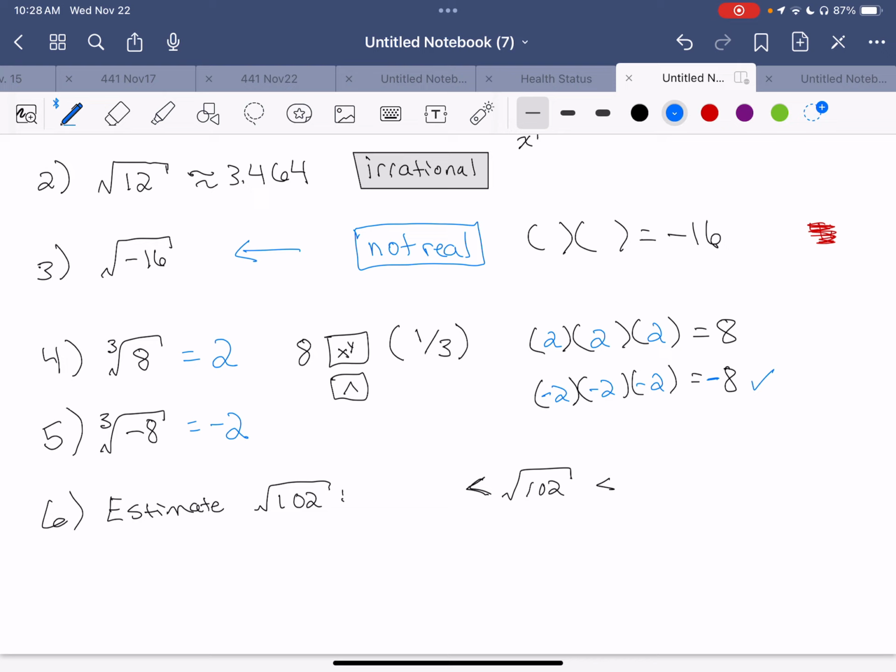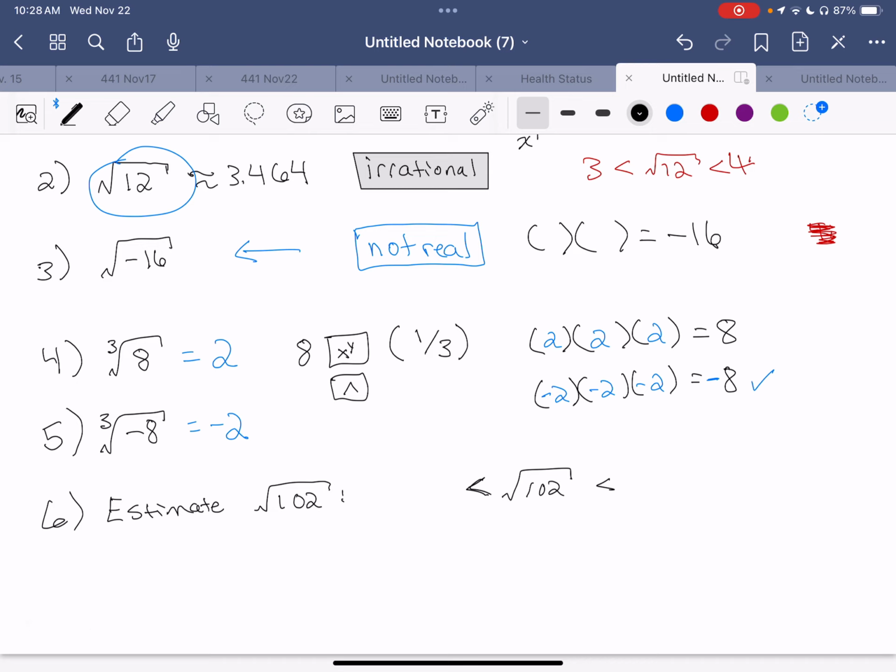Last fun question. Estimate square root of 102. What they mean by that is they want you to estimate it with the whole numbers that are around it. If we go back and look at our square root of 12, that was between 3 and 4. So 3 is less than square root of 12, which is less than 4. But they want you to think about this with the perfect squares, not just use the calculator. So I recommend you do it both ways.